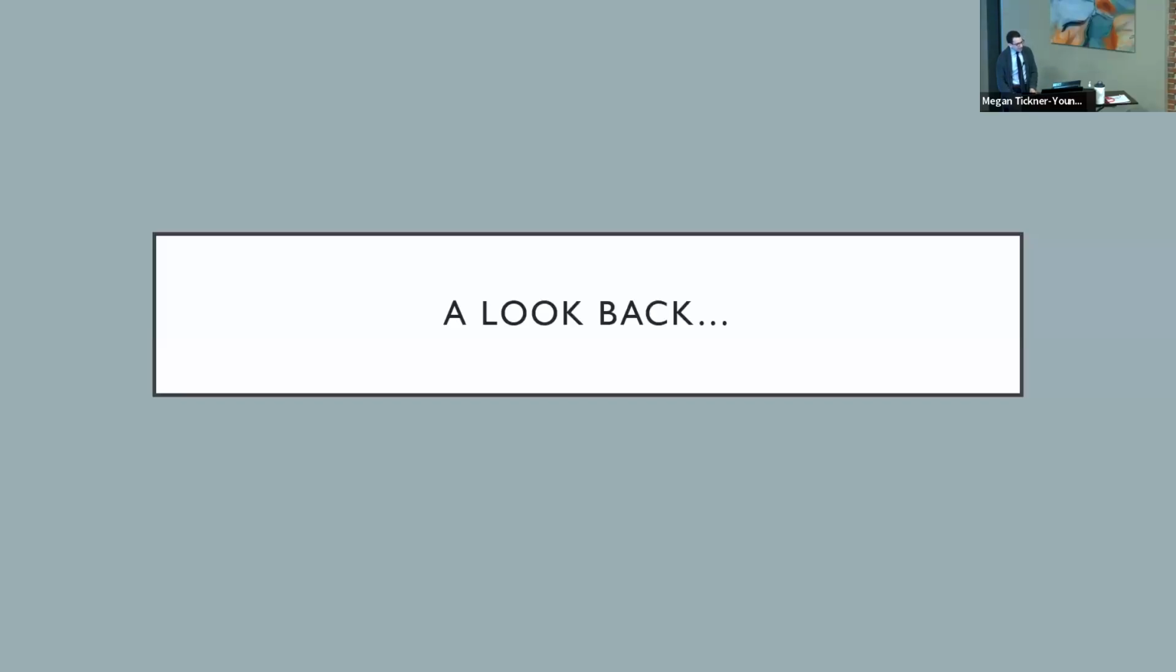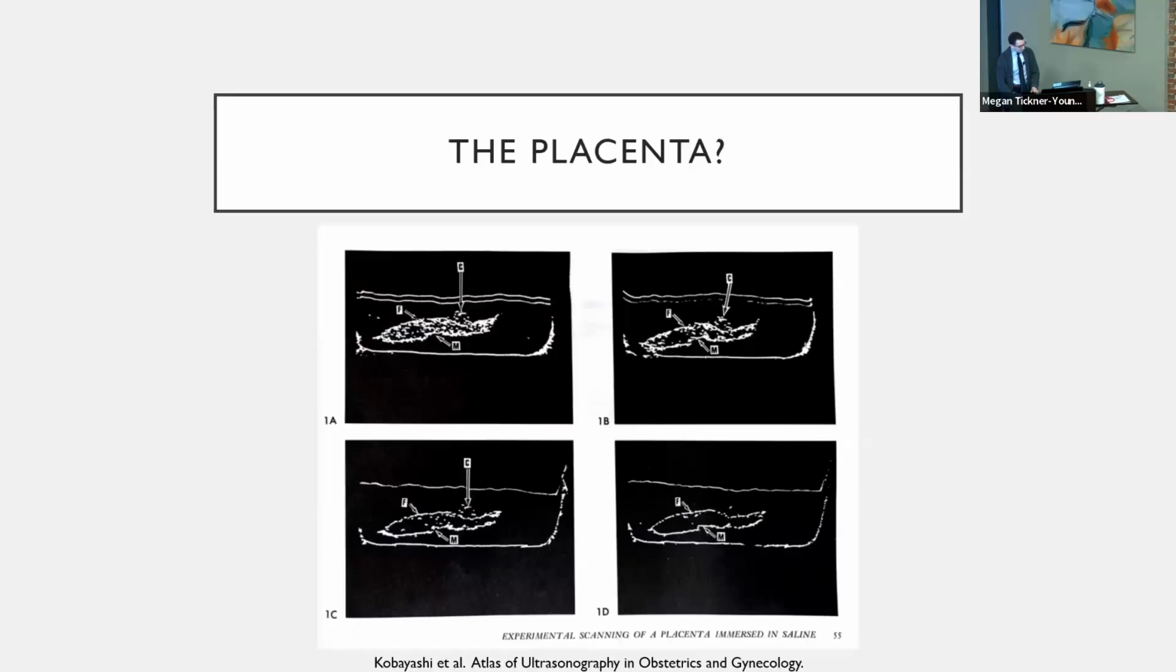So now that we're at the end of this lecture, I think it's important to consider how far we've come in terms of ultrasound and Dopplers. These are pictures taken from an ultrasound textbook in 1972. It's supposed to be experimental images of a placenta immersed in saline, and label C is the umbilical cord. Compared to the other images I've shown, I have no idea what I'm looking at, but this was the beginning of ultrasound and obstetrics.